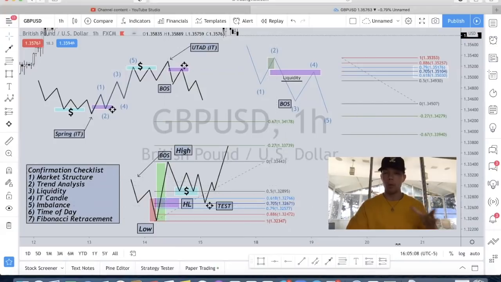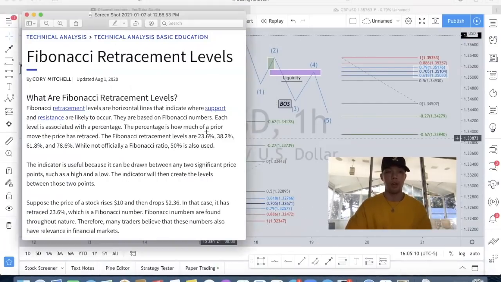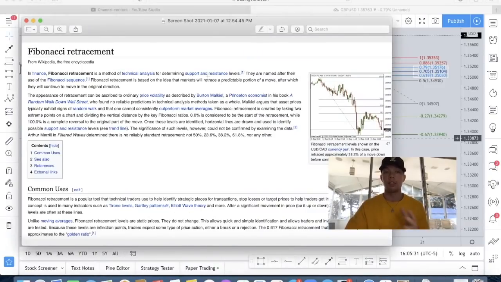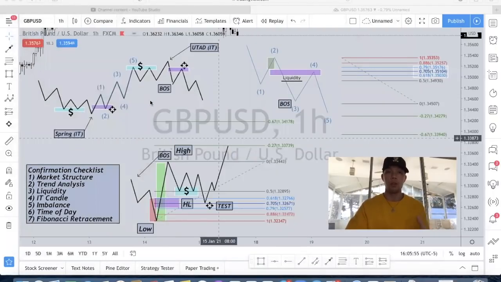Now, let me explain what a Fibonacci tool actually is, right? So I took a couple screenshots here. It's a method for technical analysis determining certain support and resistance levels. It's based on the idea that a market will retrace a predictable portion of a move and then continue in its original direction. And that's the key here: continue in its original direction. You only want to use these after we've seen these other confirmations and we know we want to trend in a certain way. You just don't want to be putting Fibonacci tools all over the place because you're going to get confused whether you're in a markup or a markdown. So wait for these confirmations.